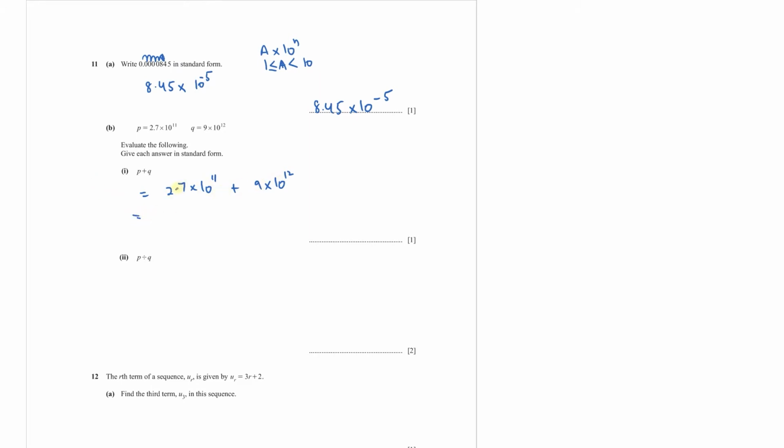So let's change this. I will move this decimal one place to the left. That means increasing the power of 10 by 1. So this will be 0.27 into 10 power 12 plus 9 into 10 power 12. Now I can take 10 power 12 common. So this will be 0.27 plus 9 into 10 power 12. And this will be simply 9.27, 9.27 into 10 power 12.